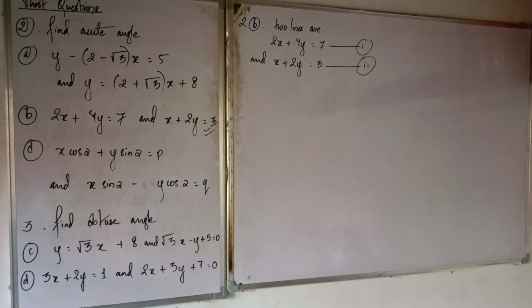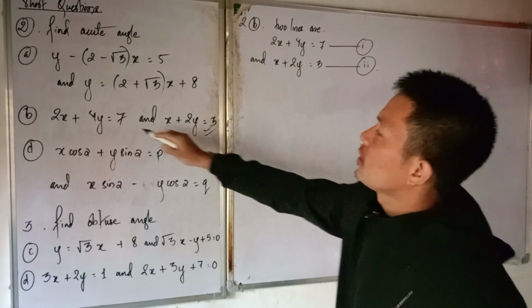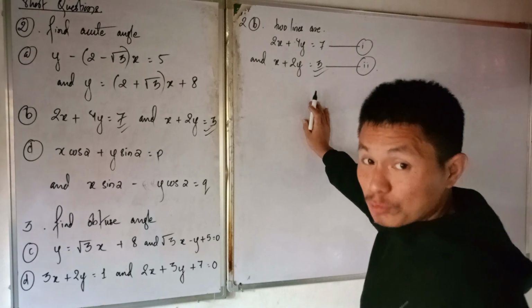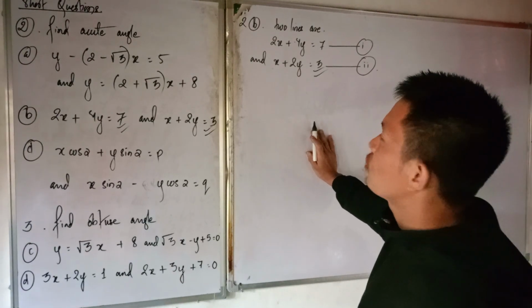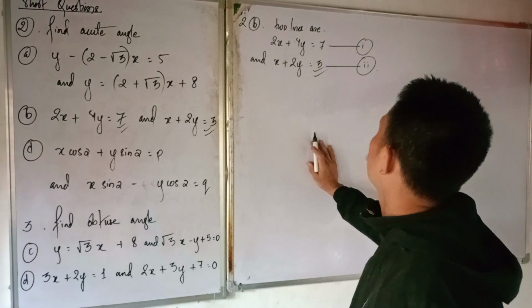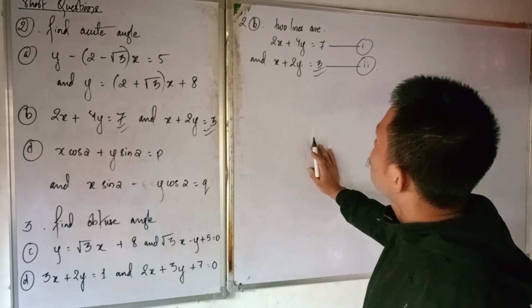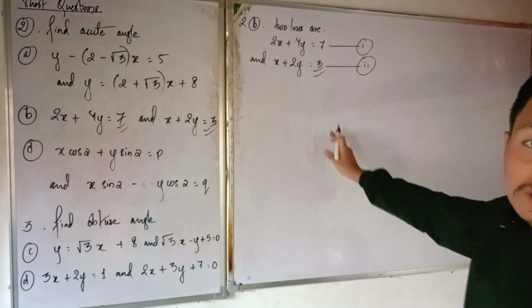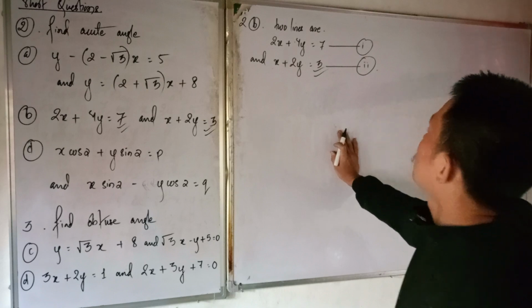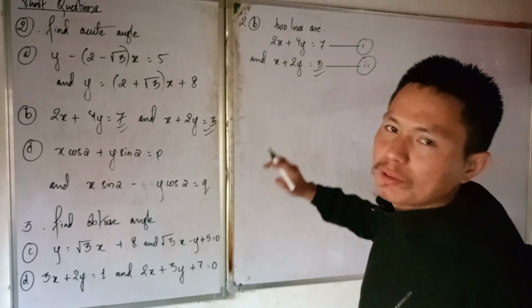Let's move on to number 2b. In number 2b, two lines are given: 2x plus 4y equals 7, and another line x plus 2y equals 3. We have two lines here, and you can use the slope intercept form also, but right now I'm not going to use the slope intercept form. I'm going to use minus coefficient of x divided by coefficient of y. So I'll try to express this in the form ax plus by plus c equals 0.